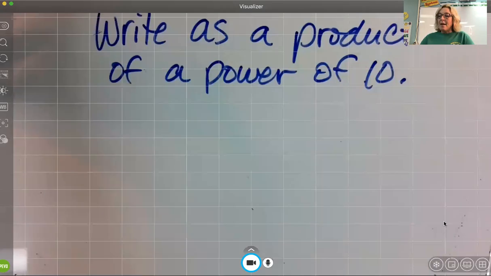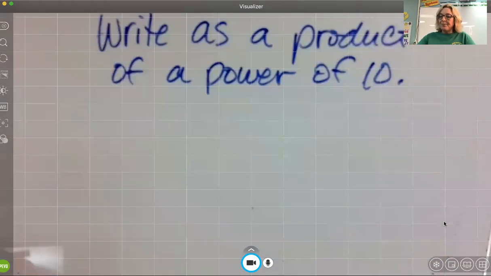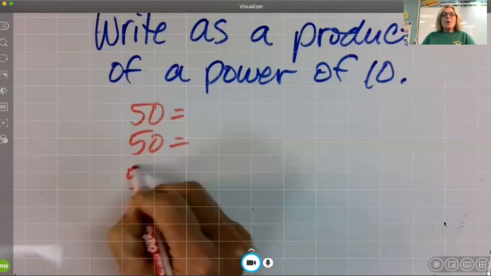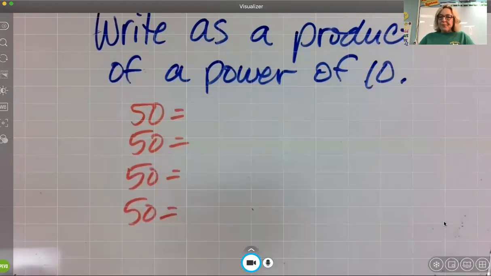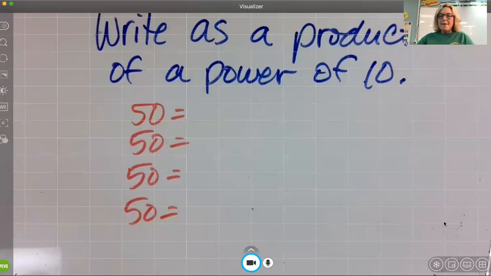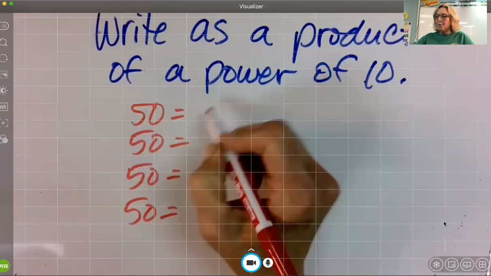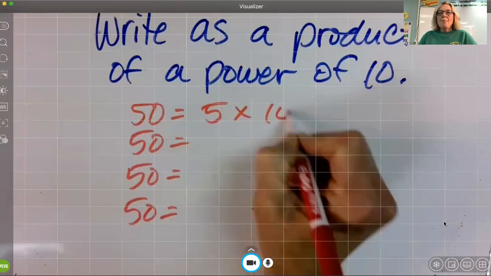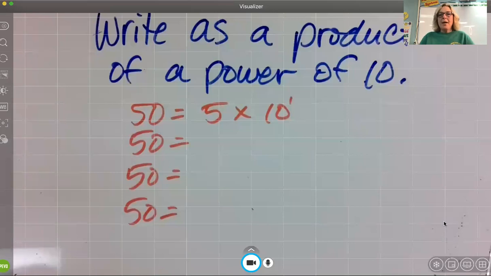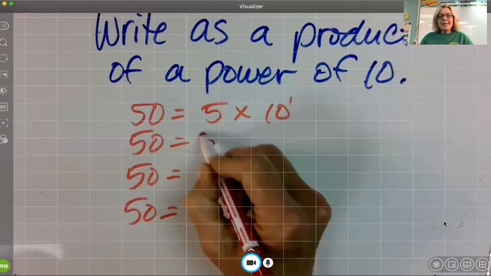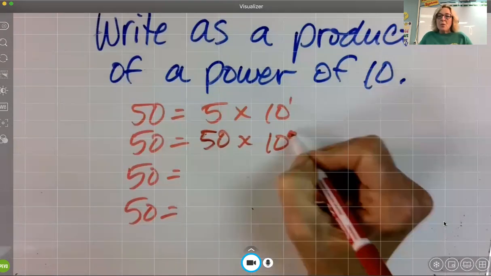So let's start with a product of 50. All right, and we're going to write it, let's say, 4 different ways, where one of the factors is a power of 10. So 50, if you think about 50, you know that 5 times 10 is 50, right? And that would be 10 to the first power. But now I want to write it with a different power of 10. So what if we change this to 50 times 10 to the 0 power? Because 10 to the 0 power is equal to 1, so 50 times 1 is 50.